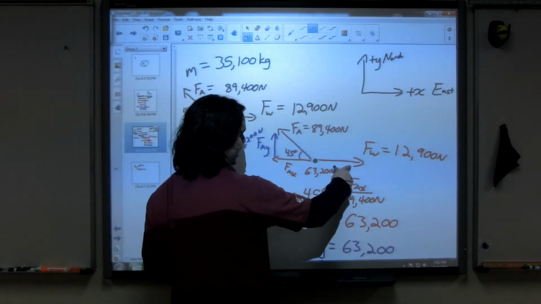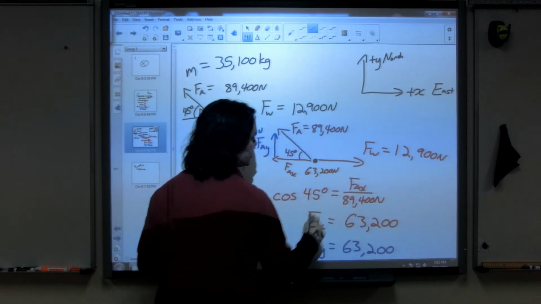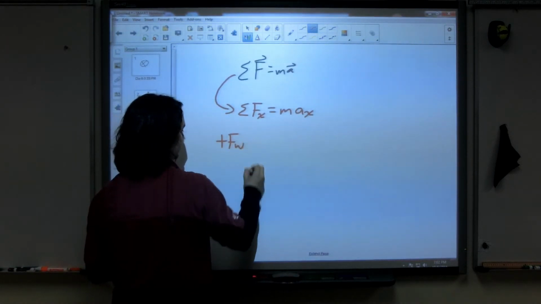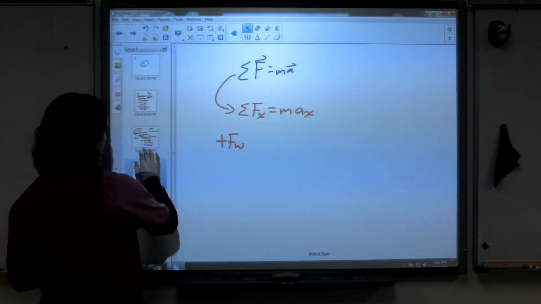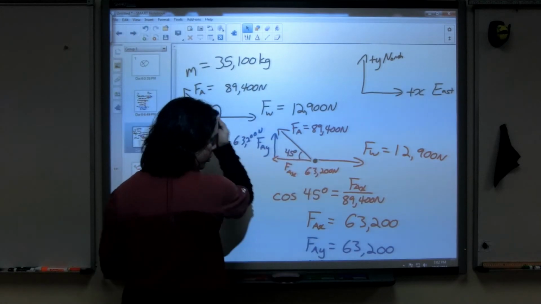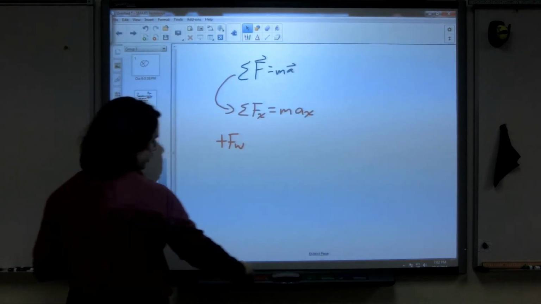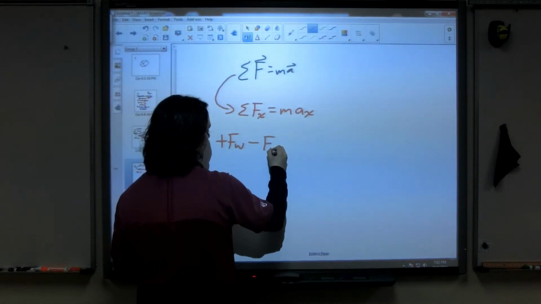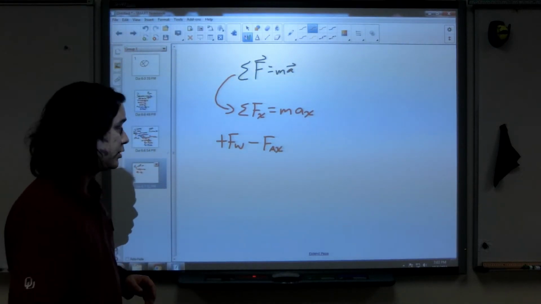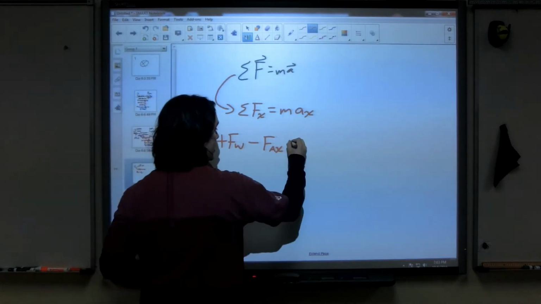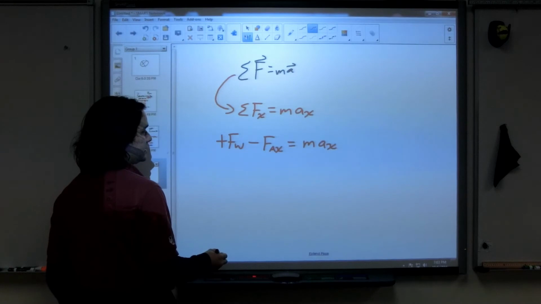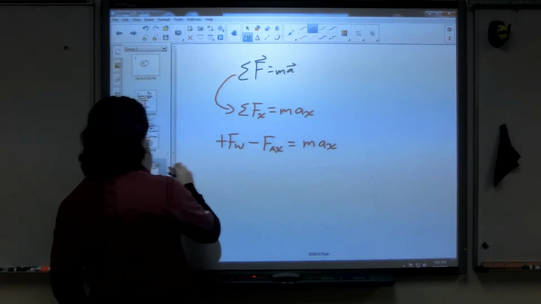I have two forces acting in the x. I've got this force, Fw, positive Fw because it is to the right. And what I've got otherwise in the x is this one pointed to the left, so I'm going to call it negative Fax. It's the x component of the wind, the air, blowing on the sails. Those are all of my forces in the x, I'm going to set that equal to my mass times my acceleration in the x. I'm going to fill this in.